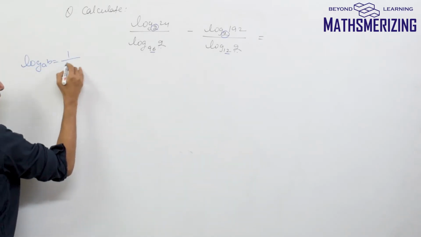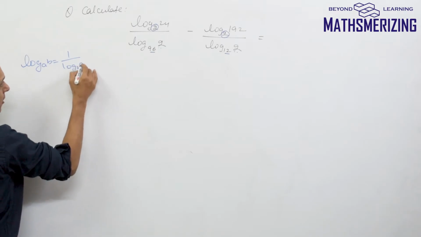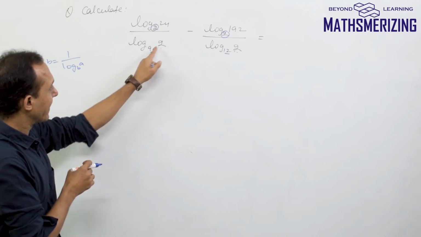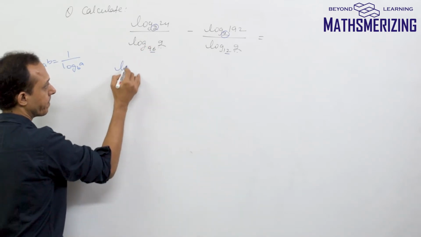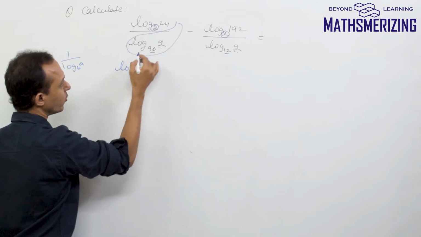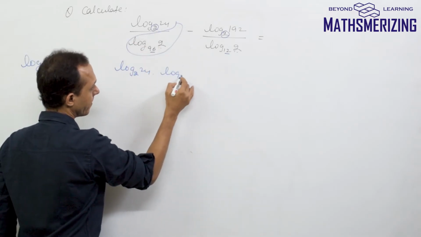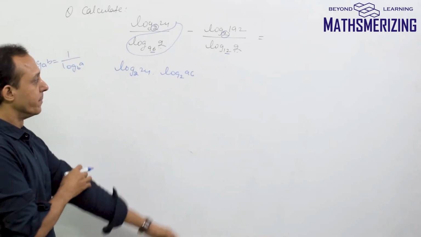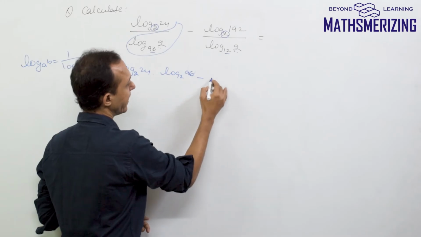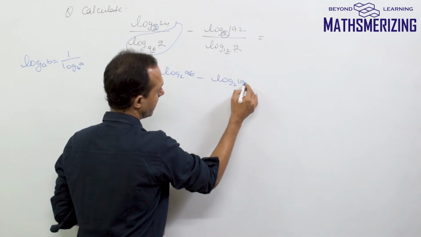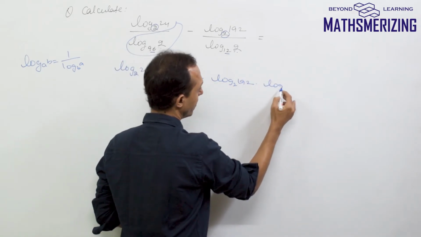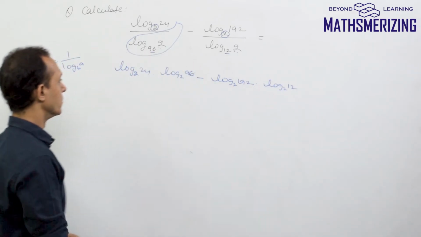log b base a is 1 upon log a base b. So if I take the reciprocal of this log, then I'll get the base as 2. So I'll write this as log 24, and 1 upon log 2 base 96 is log 96 to the base 2, minus, and this again is log 192 to the base 2, and if I take the reciprocal again, I'll write it as log 12 base 2.